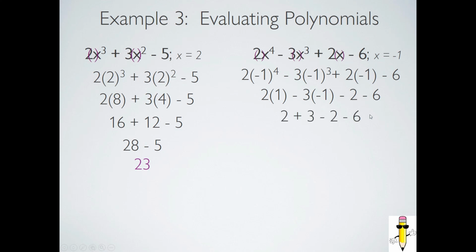We're going to go ahead and do that math. That gives me 2 plus 3 minus 2 minus 6. Why did this become a plus 3 right here? Because this is a negative 3 times a negative 1. Negative times a negative gives me a positive, so it's 2 plus 3 minus 2 minus 6. And that gives me 5 minus 2 minus 6. And that gives me 3 minus 6, and if you know what's coming, it's going to be a negative 3.